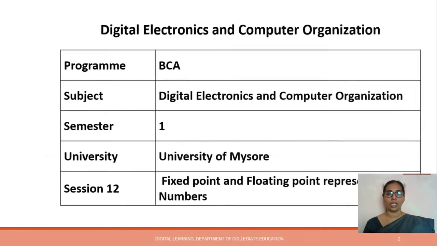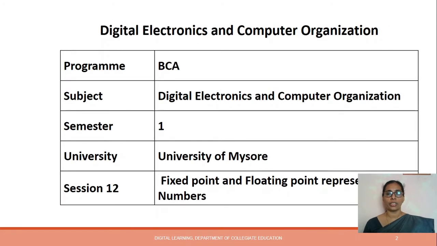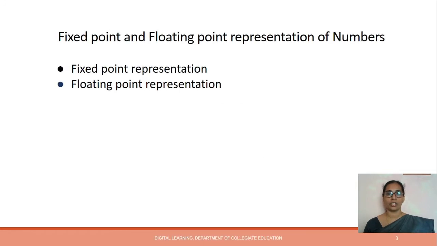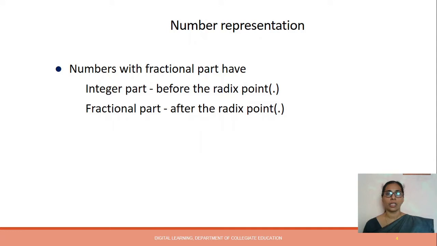Today we are going to see fixed point and floating point number representations. There are two types of representation for the numbers with fractional part, fixed point and floating point representation. Generally, numbers are of different types, integers and non-integers. The numbers with fractional part, non-integers, have two parts, the integer part and the fractional part. The integer part is before the radix point and the fractional part is after the radix point.